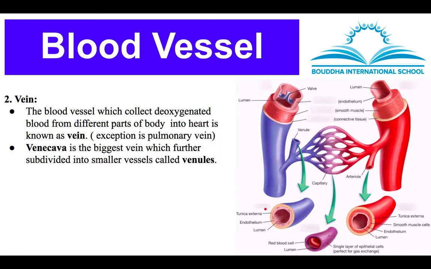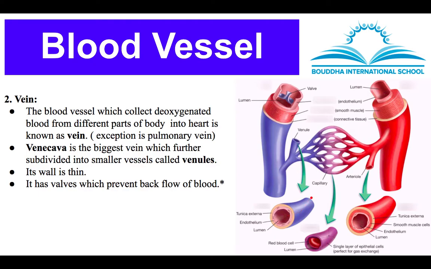Its wall is thin. Already I told you it doesn't need a thick wall because here the blood flows with low pressure. If an extra provision is not made, what may happen? The blood may flow back. To avoid the backflow of blood, it is given a valve. Already I told you, a valve has only one-way access, meaning it allows flow in one direction, but the blood which has already flowed through the valve will not return. In that way, it prevents the backflow of blood.